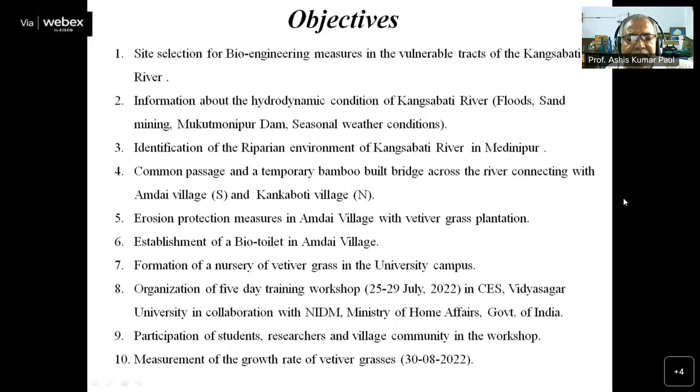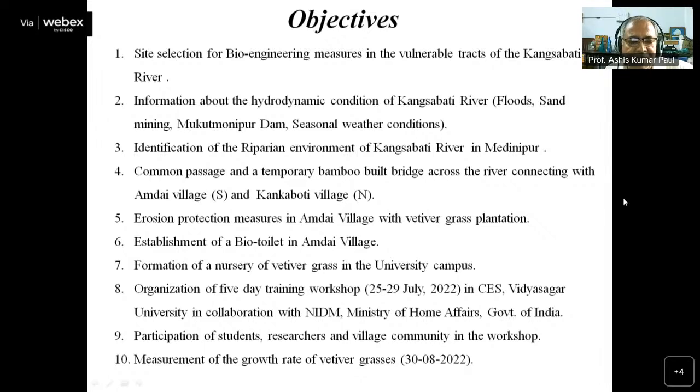Number 3 was the identification of the riparian environment of the Kangsabati River in Midnapur, and then the common passage that was constructed across the Kangsabati River in these Amdoi and Kankabati villages, particularly for the daily commuters to the Midnapur municipality town from the different rural areas, through the bamboo-built bridge across the Kangsabati River. And then number 5, the erosion protection measures that we have already implemented in Amdoi village with vetiver grass plantation.